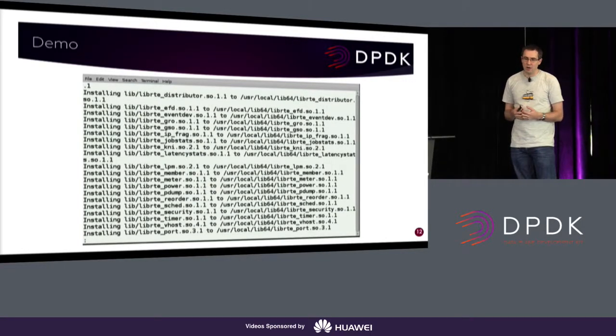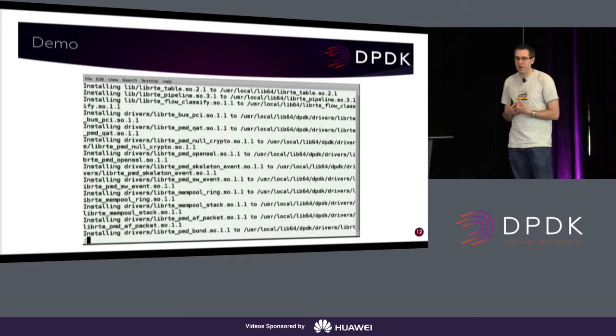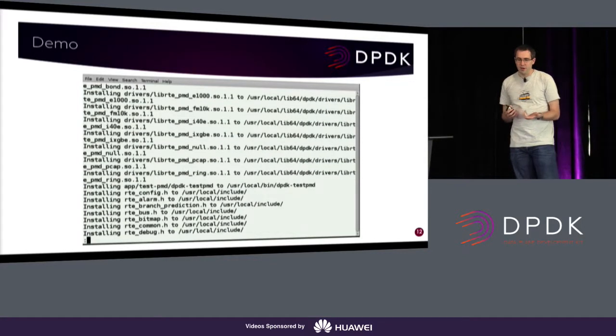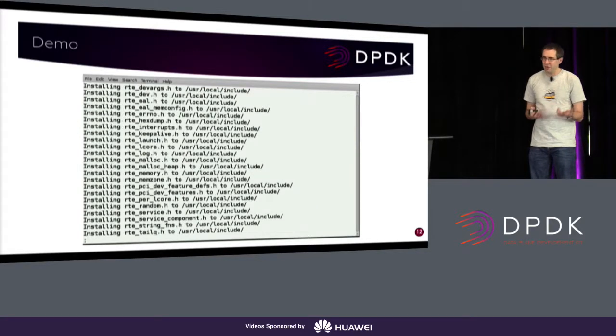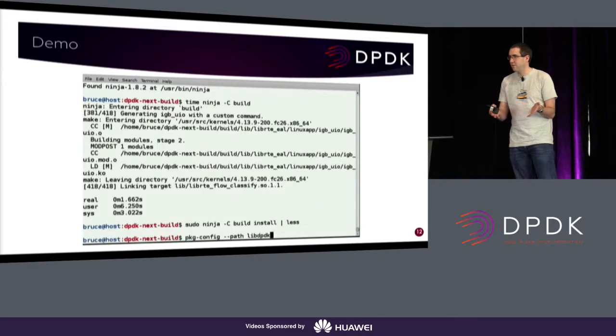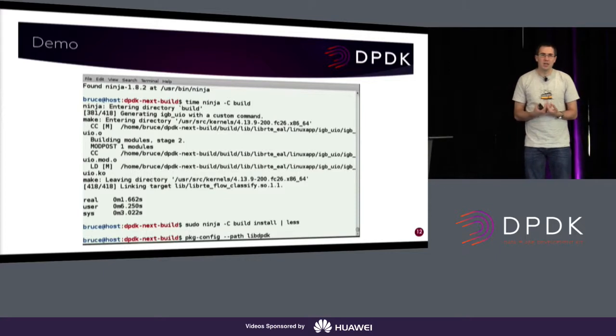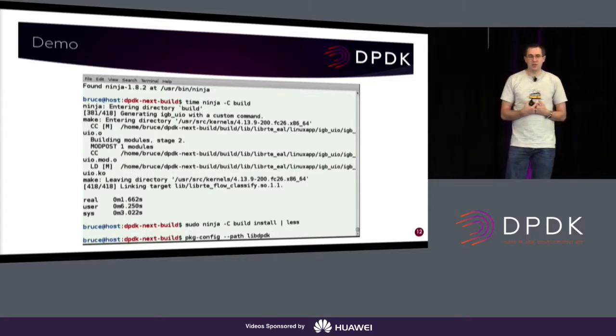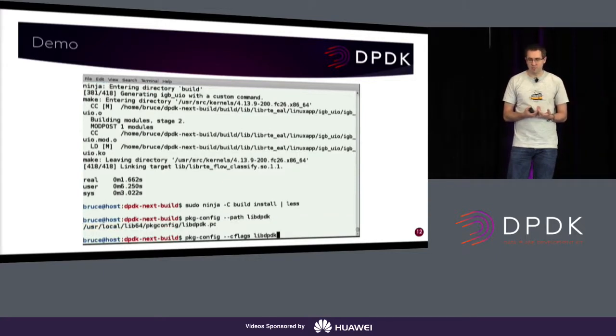So you can see there we're copying over the .so files to user local lib64, and we'll also copy over testpmd, and we'll copy over the header files. You can do this as well with the existing build system. I just didn't do the install with that, because the reason I'm doing the install here is so that I can demonstrate the package config usage.